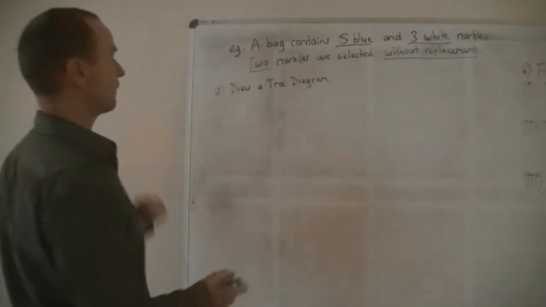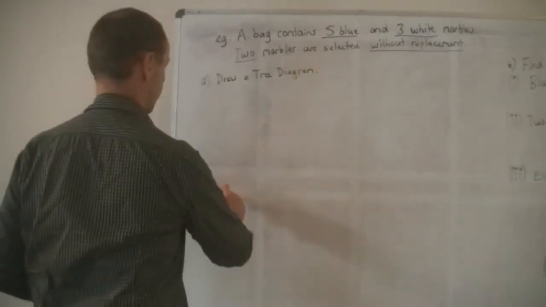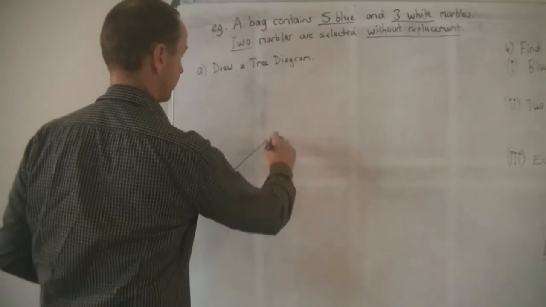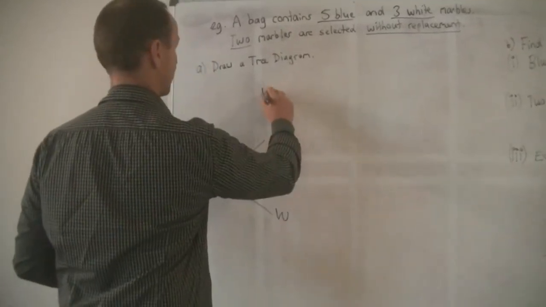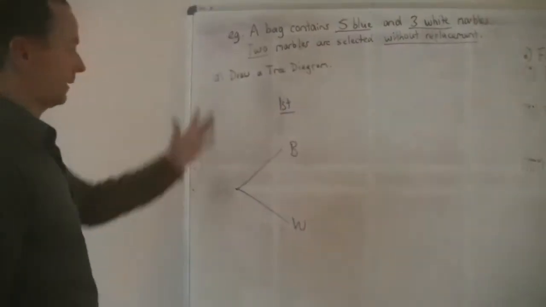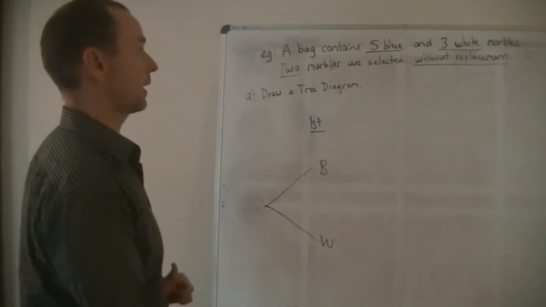Alright, so our first event. What options do we have? We could get a blue or a white. So that's pretty easy. There's just 2 options. Make it nice and big, blue and white. And that's my first event. So I'm going to write that like that. See, nice and vertical. It's really hard to get it nice and neat, you've got to practice.